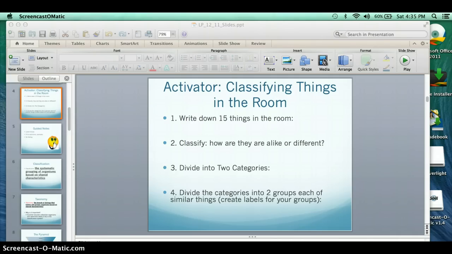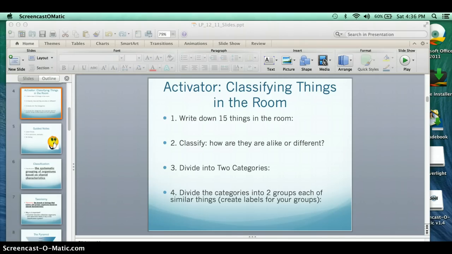Now I want to divide my categories into 2 groups. So for my living, I could do 2 groups of teachers and students, or I could do 2 groups of mammals and insects. And then for my non-living, I could try to come up with groups like writing utensils for pen, or writing utensils, and then my second group could be books or learning materials. So books and smartboard would go in that group. Okay, so that's an example.